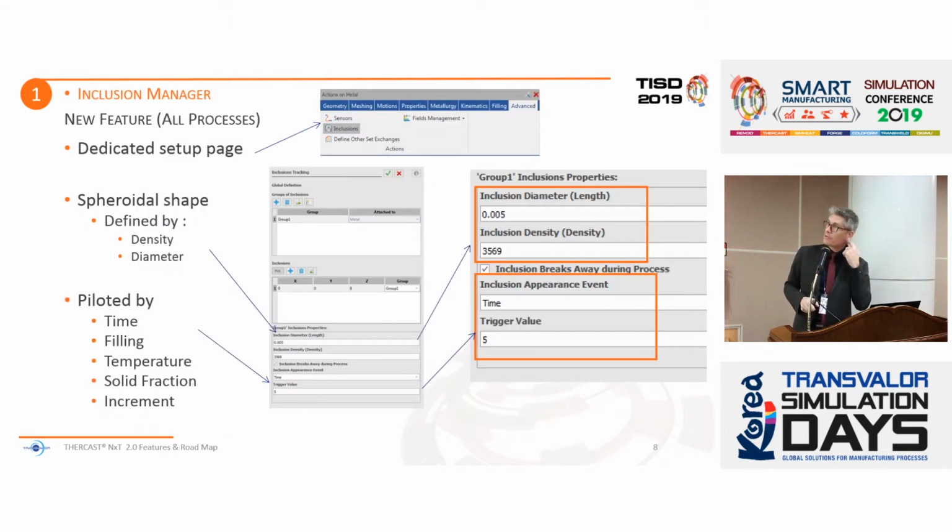Regarding the inclusion manager, we have added this feature now in the solution, allowing you to monitor and track particles in the cooling system. So the trajectory of particles can be monitored within the liquid and also the solid during the casting. They can be very easily set up in the simulation. The model assumes that the particles are spheres, so you need the density and the diameter, and then the computation tracks the particle within the liquid and solid zones of the alloy.